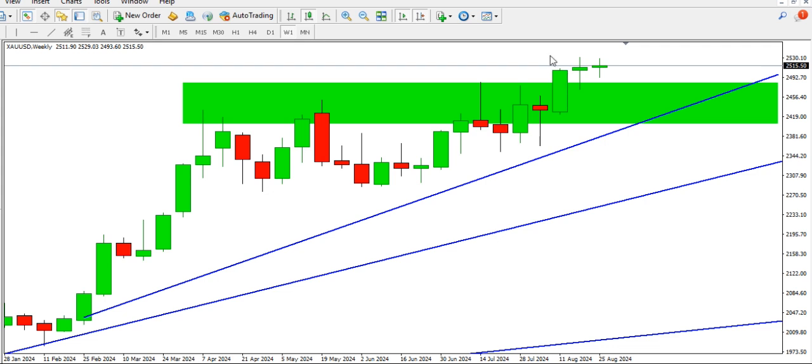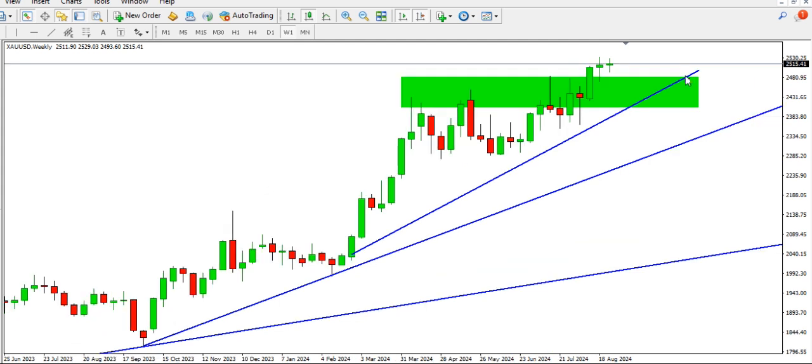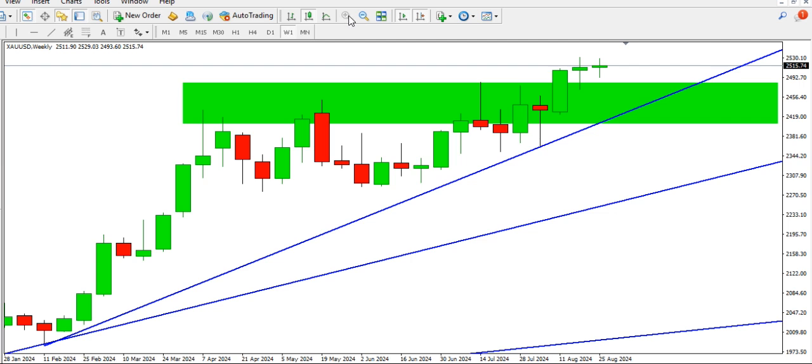Also, price is respecting the ascending trend line. This was plotted on the monthly time frame, and it is in line with that of the weekly time frame, while it is being respected by price. Price is not attempting to break below it. A break below this, price will test this level, and a break below this level, price will want to test this level. But for now, we have more green candles on the chart than red candles. So the buyers are still winning for now.